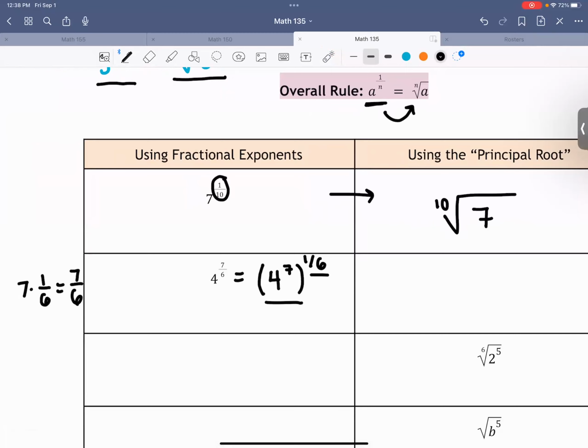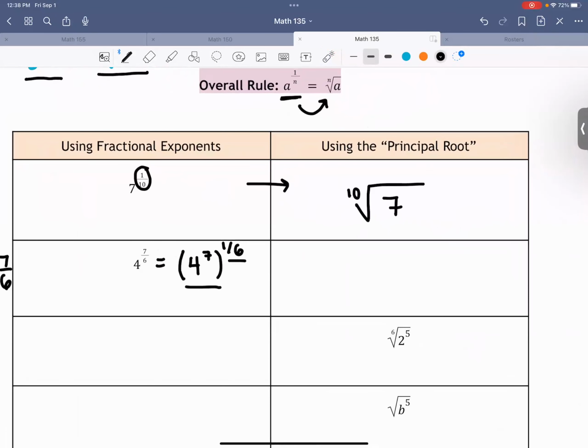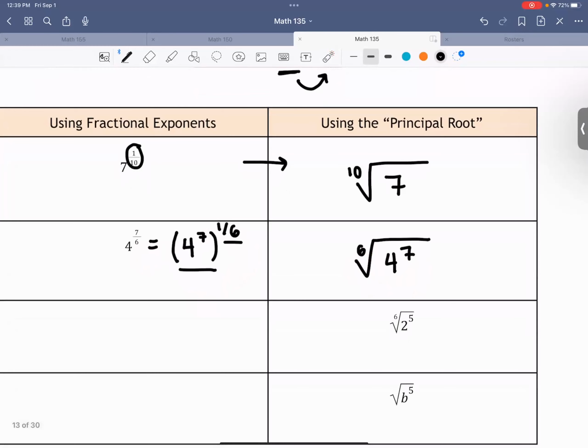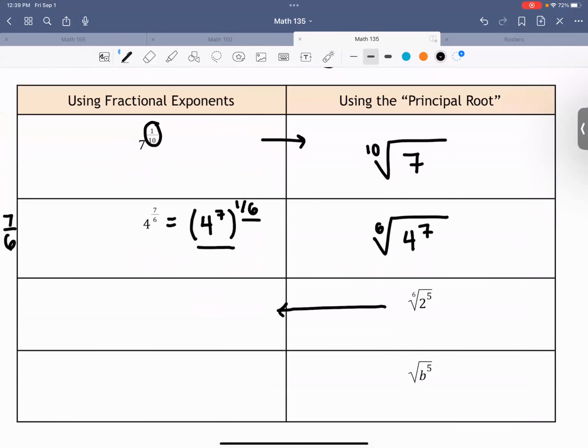Okay, any idea how I would write this as a principal root now? What would go inside the square root? 4 to the 7th power, and the little nook would say 6, right? In general, you don't have to do this step before you write it. Basically, if you have a number up top in your exponent, it goes with the base inside the square root, and the denominator gets put in the little nook. All right, knowing that, how would I write the 6th root of 2 to the 5th as an exponent?